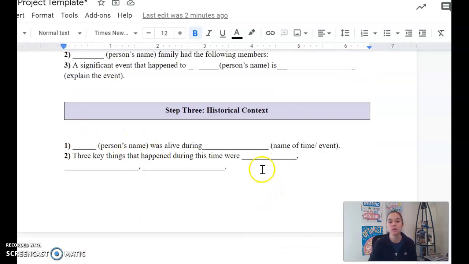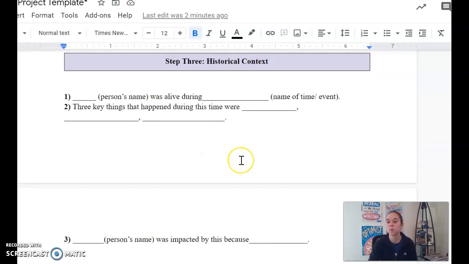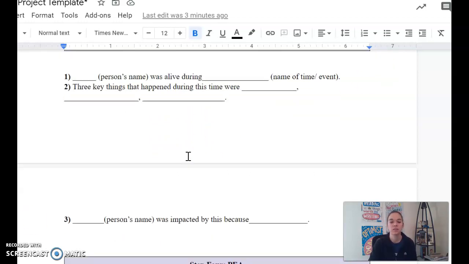Next, you will look at the historical context and give us a little bit of background about where they came from or what was happening when they were alive. That would be important to understand their story, okay? So again, this is a template that you'll fill out. You will delete some of these things and fill out the blanks so it reads as a full 3 sentences, okay? Your resources will guide your work on this too.